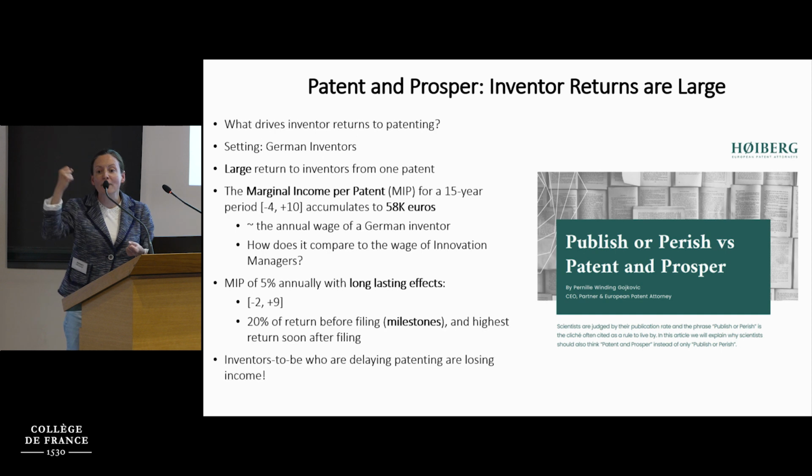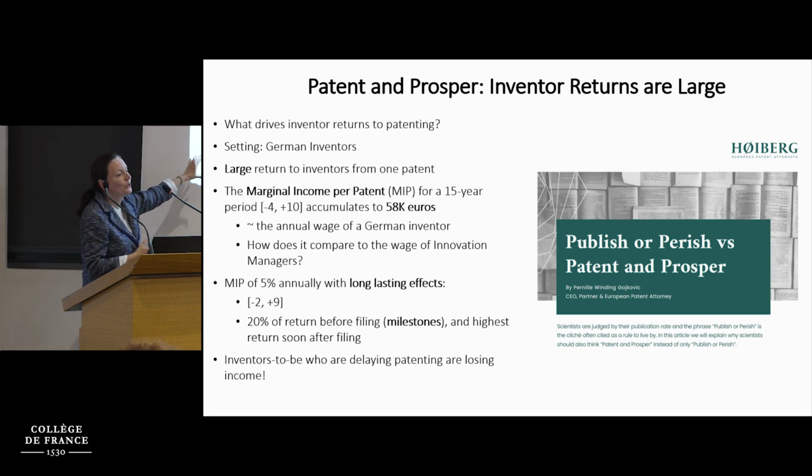Because before you file a patent, there are many things you have to do in order to get the patent done. It may be some experiments, so there may be many explanations for what's happening there, but it's 20%, it's very meaningful. But this is good news to inventors. Do not delay patenting, because then you're going to be losing a very meaningful income.